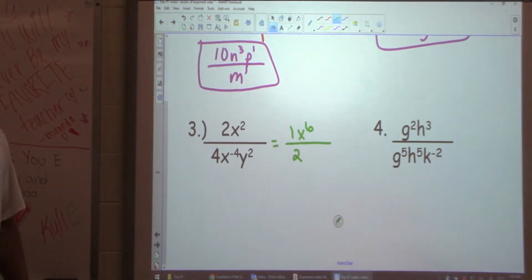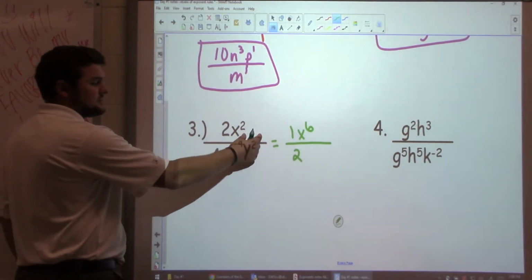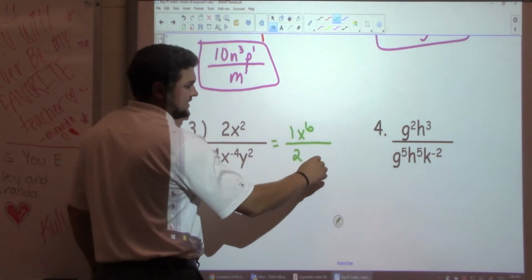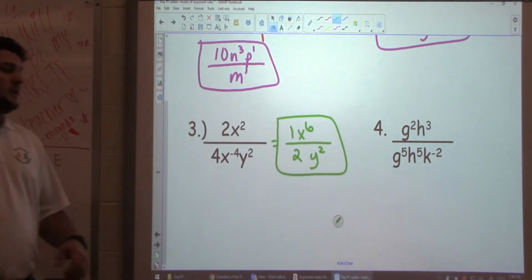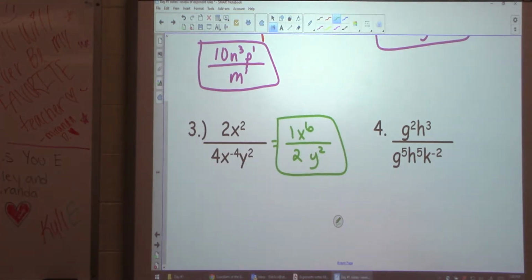Right? And then am I dividing anything with y squared? No, so it's just going to stay the same. It stays on the bottom there. If you want to just have x to the sixth over 2y squared, that's fine as well. Does that make sense so far?